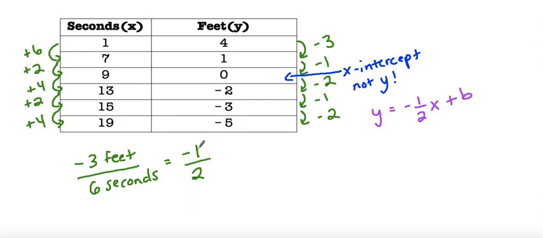So again, pick a random point, a random coordinate. I usually like picking the first one. It does not really matter which one you select. You'll get the same answer no matter what. I'm going to select 1 and 4. So here y value is 4, and our x value is 1.